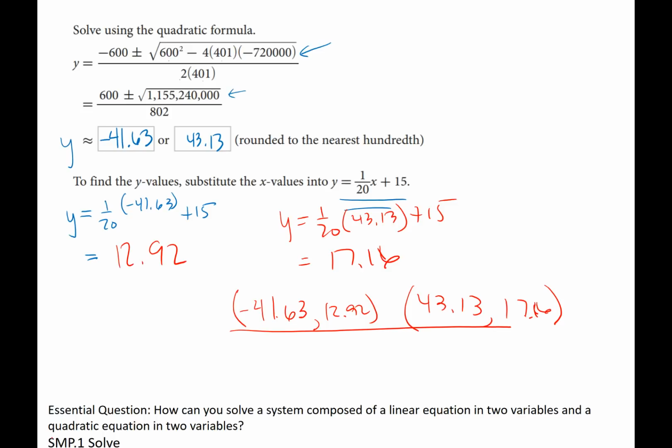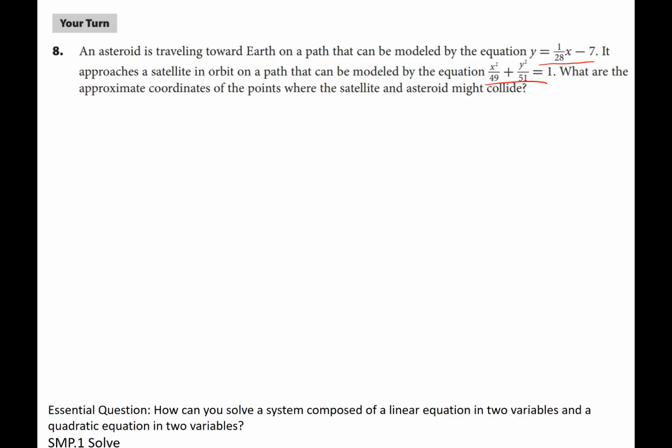So if you really want to rewrite it, if that makes sense for you on your paper, because I'm guessing there's not enough space in the book work, go ahead and rewrite it. So minus 7, and then x squared over 49 plus y squared over 51 equals 1. The good news is it's already solved for us, so we should just use substitution. I'm going to go ahead and plug it in, even though it looks horrendous right there. We're just going to have to deal with some of this ugly fraction work here.